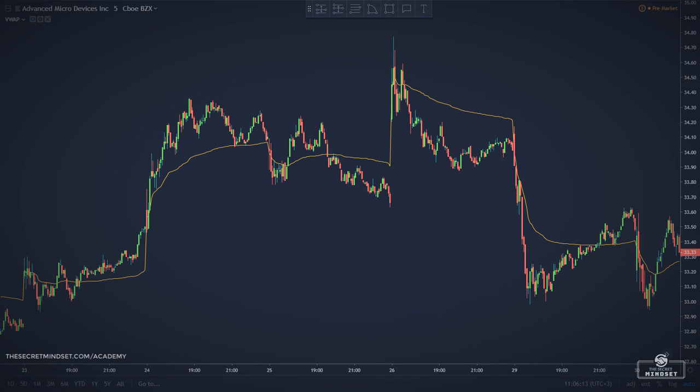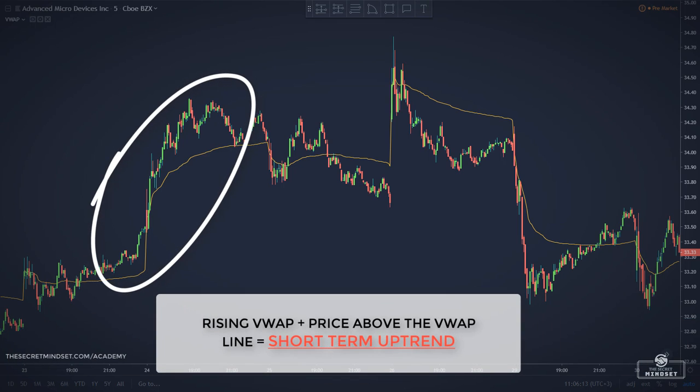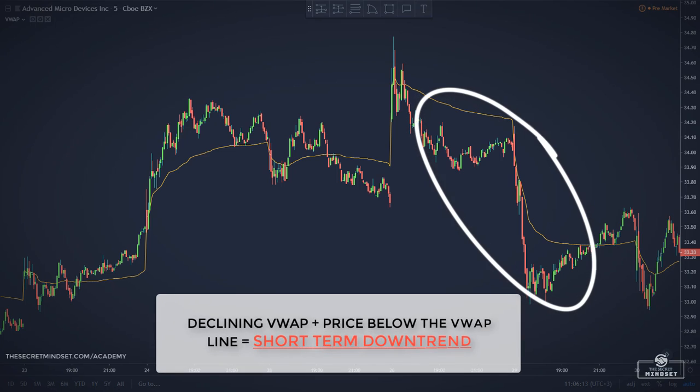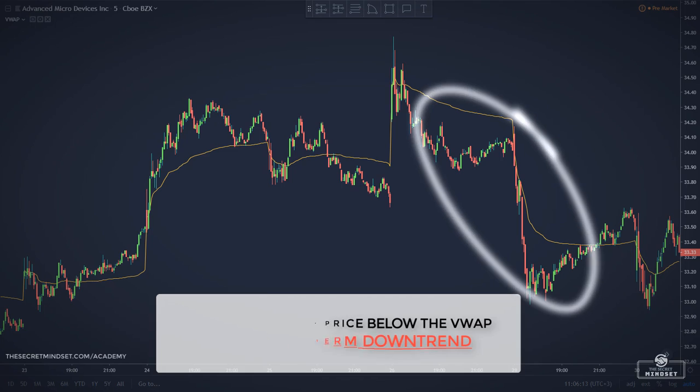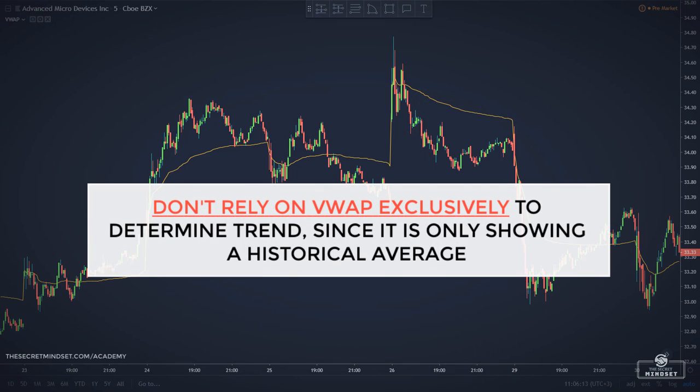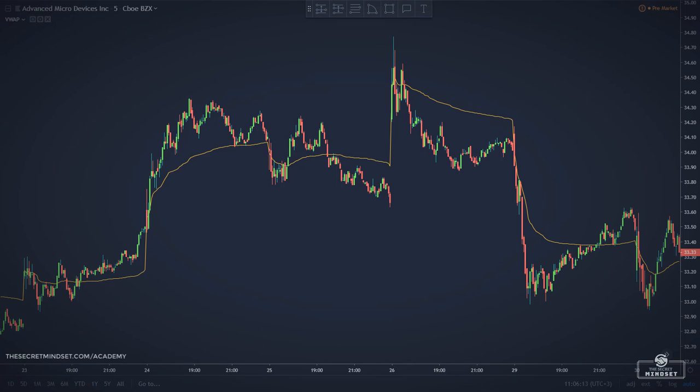So a rising VWAP and the price above the VWAP line means the price is likely in a short-term uptrend. A declining VWAP with the price below the VWAP line means that the price is likely in a short-term downtrend. Also, don't rely on VWAP exclusively to determine the trend, since it is only showing a historical average and not what is happening currently or in the future.